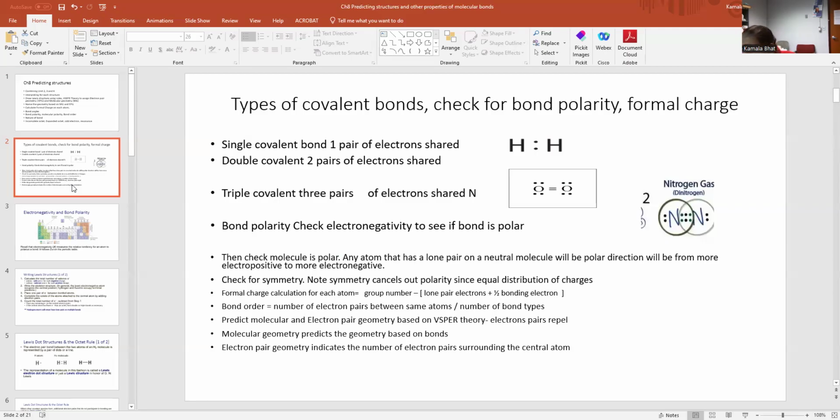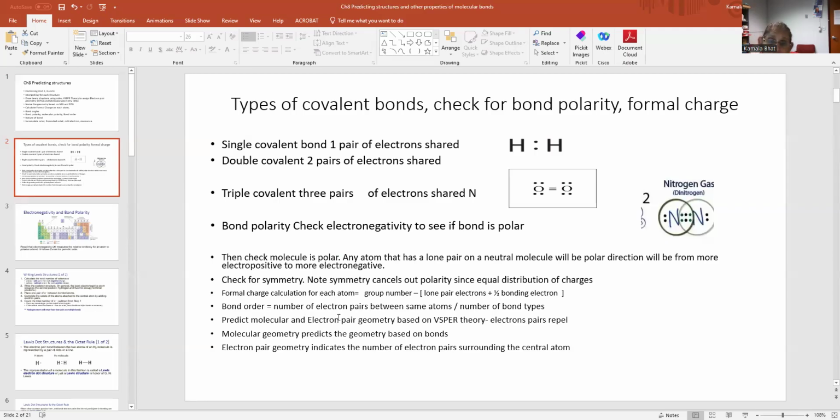And generally these charges are assigned like this: if there is a bond to a highly electronegative atom, then it is assigned the greater negative charge. Also, the formal charges are of low values as compared to the oxidation number charges.